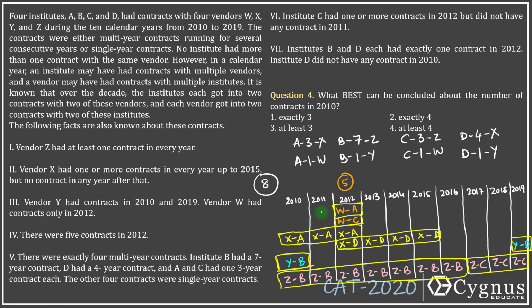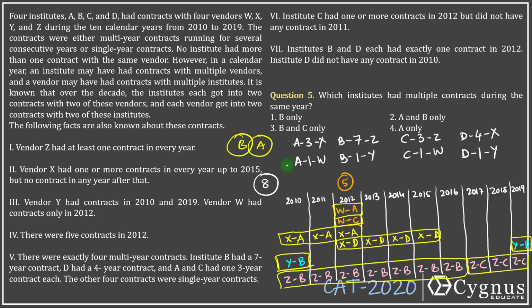What best can be concluded about the number of contracts in 2010? There were 3, exactly 3. Which institutes had multiple contracts during the same year? B had. So B is definitely one of those institutes. And well, A had. So A is also one of those institutes. What about C? No. D? No. So A and B only. Answer option 2 is the correct answer.